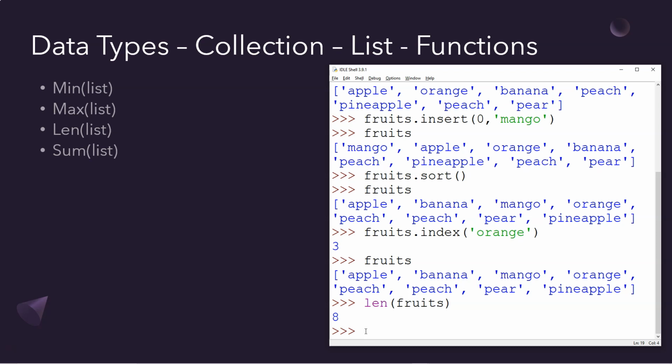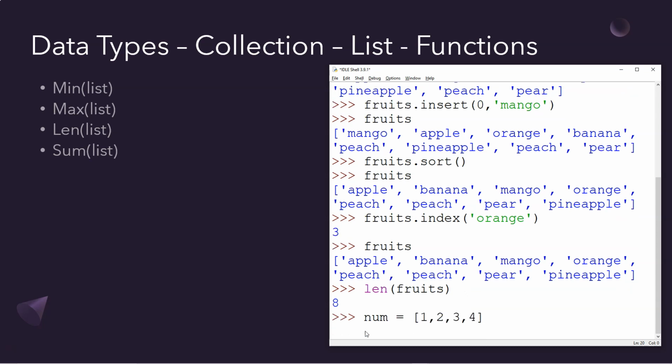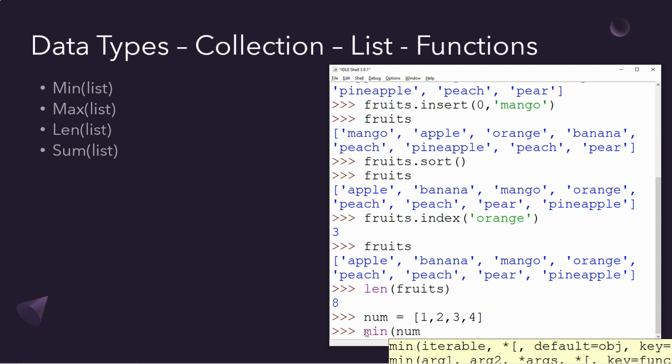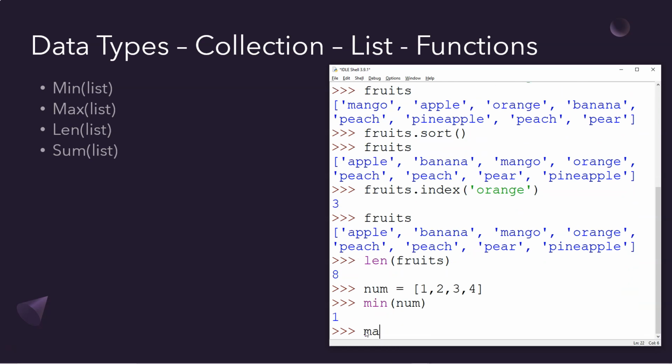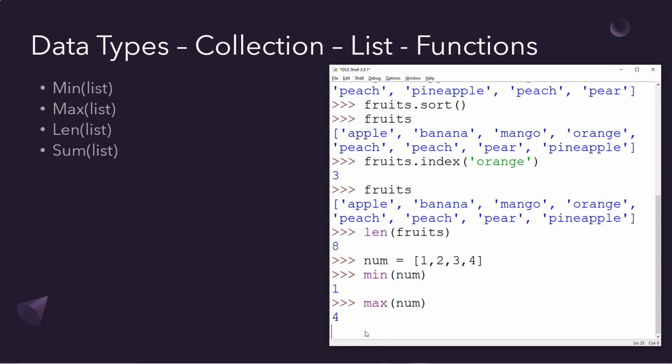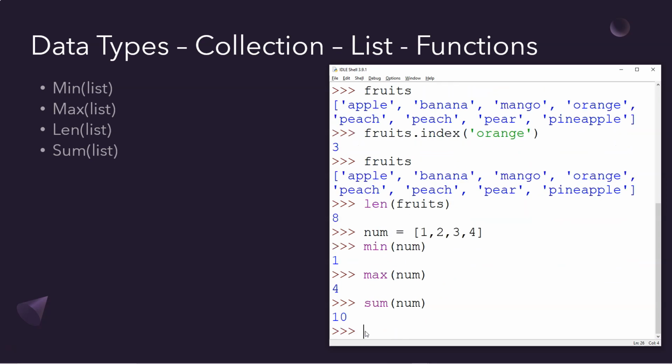So let's try to create a new list. Numbers equal to 1, 2, 3, 4. This is a list of numbers, and if I want to see the minimum of this list, it will give you 1. If I say max of num, it gives me 4. If I say sum of these, it will be 10. This way you can try out examples to get familiar with functions and methods available for lists.